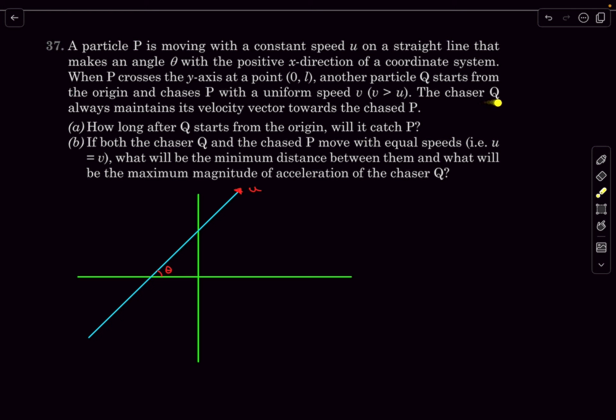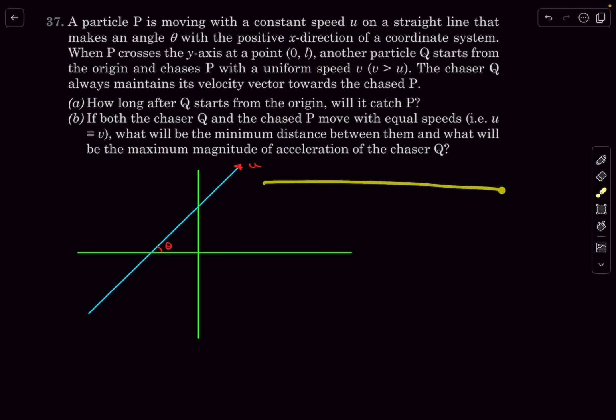But yeah, it's given that the chaser, or the cat Q, always maintains its velocity vector towards the chased P. The mouse is going to move along a straight line. The cat, let's say after some time, is somewhere over here, and let's say the mouse is at this point X. So the cat's velocity vector will be in this direction. So the head of the velocity vector will always be pointing towards the mouse, is what they're trying to say with the last sentence.